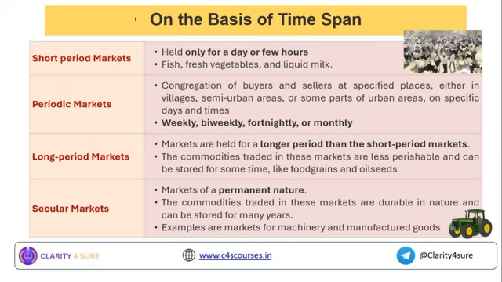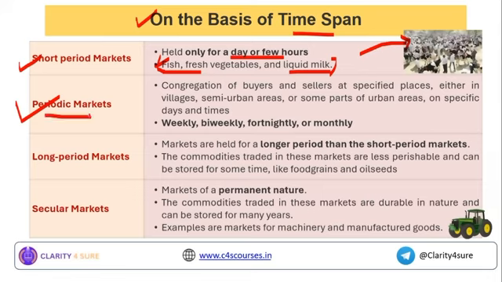The next classification is based on time span. First is short period markets. These are markets which are held only for a day or a few hours. You must have seen livestock trading markets which are held for a few hours on a particular day, right? There are also shorter markets for fish, fresh vegetables, liquid milk, etc. These are perishable commodities. So short-term markets will operate mostly for perishable commodities.